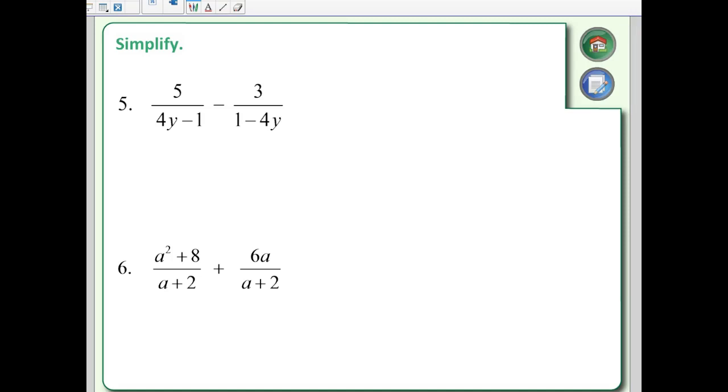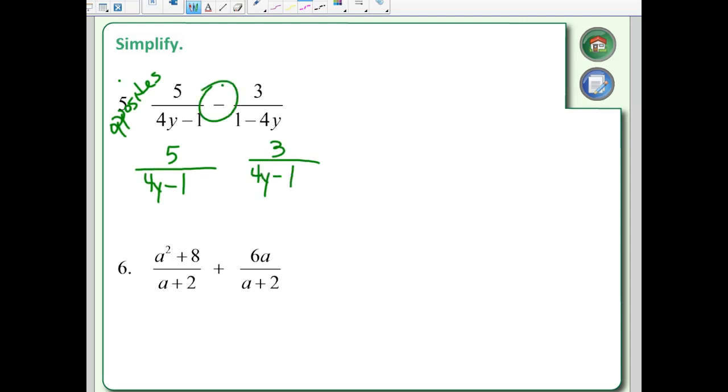Do I have a common denominator? Nice. Hey, we've got opposites again. So if I recognize my denominators as opposites, we're going to have to do the -1 thing. So that's going to give me 5 over 4y minus 1. And then now this is going to be 3 over 4y minus 1. But because I'm doing the opposites in the -1 thing, that minus sign is going to become a plus. Okay, so now let's just add the numerators. What's 5 plus 3? 8 over 4y minus 1. Good job. Okay, now let's look at number 6.